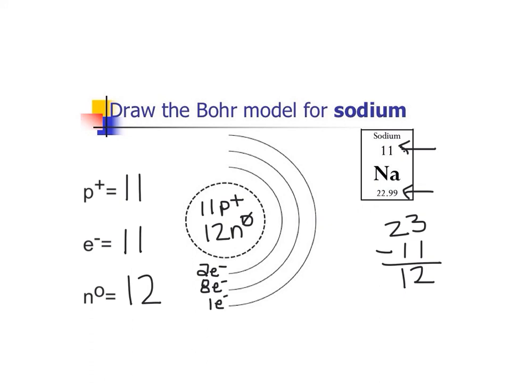Now that we have identified where and how many of them will be in each energy level, we need to go ahead and place those by using dots to represent the electrons. So there are 2 in the first energy level. There are 8 in the second energy level, and then 1 in the third energy level. We have just completed the Bohr model for sodium. Congratulations, you are now a Bohr model expert.